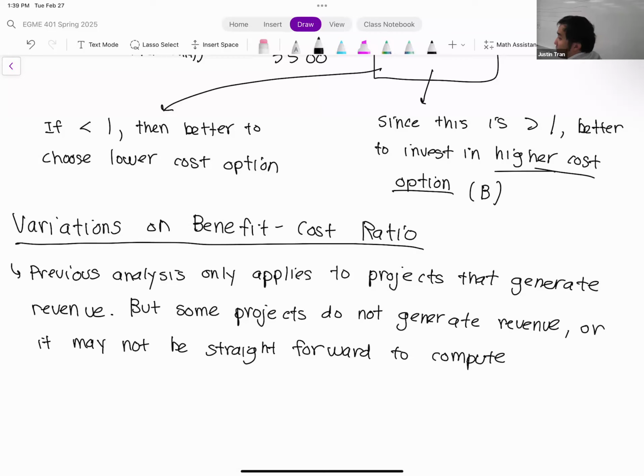And so in situations that don't strictly generate revenue, computing the ratio is almost useless because there won't be any benefits that are explicitly given. And so the ratio that you get is just zero, right? So you get zero over all the costs, which is, everything has a cost, but not everything has a benefit, unfortunately.